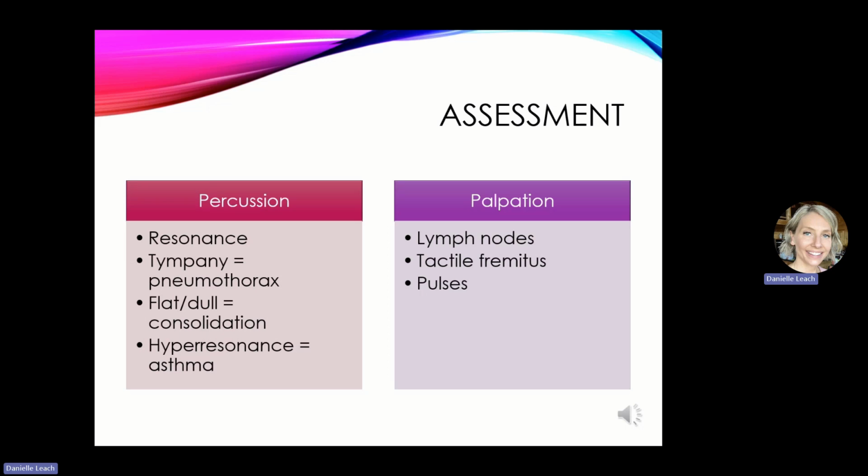We can also, of course, check pulses, related to the cardiac assessment, because if a child is in severe respiratory distress and they have decreased perfusion, that could result in weaker peripheral pulses.